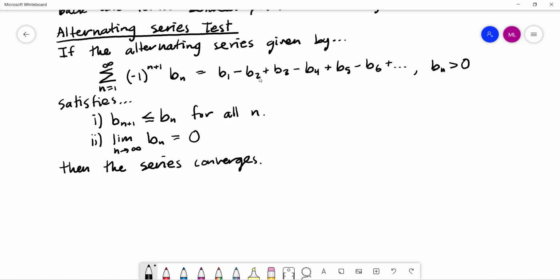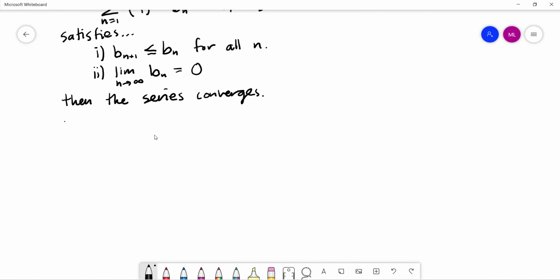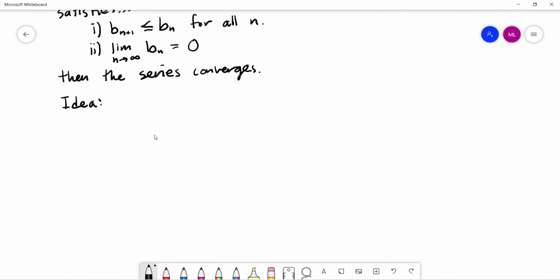Basically, when it's alternating, as long as these terms go to 0 eventually, and each term is successively getting smaller and smaller, which is usually satisfied anyways. But now we're basically saying if the terms go to 0, it's going to converge. Doesn't matter if they go to 0 slowly or quickly, it's going to converge. The idea behind this is that the alternating allows for a lot of cancellation.